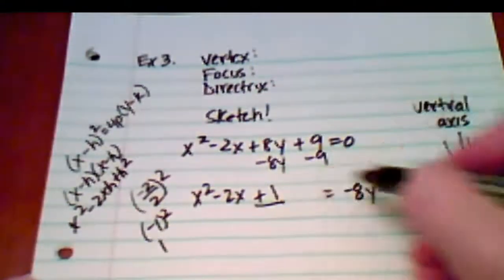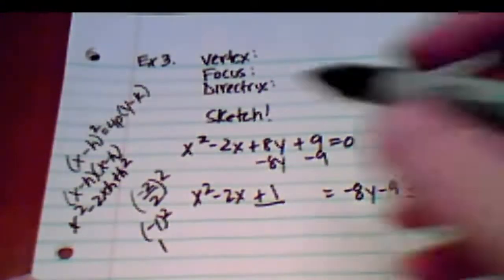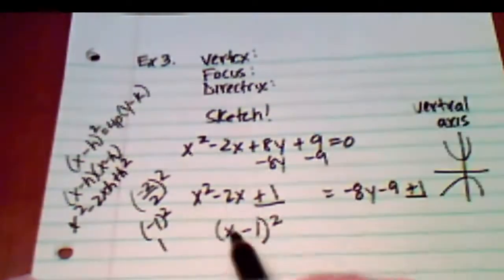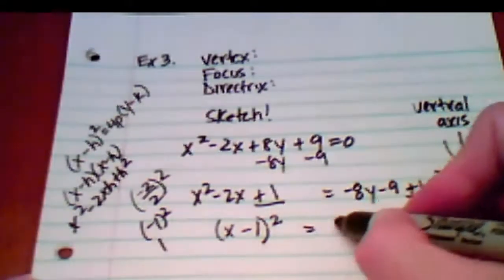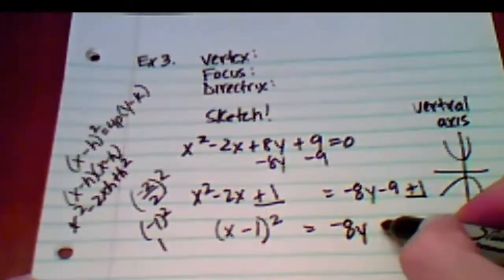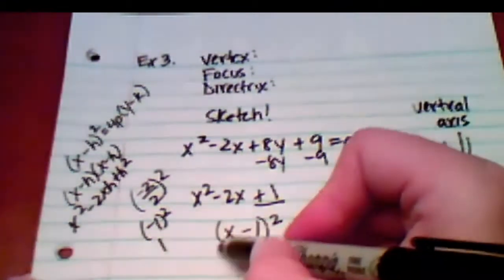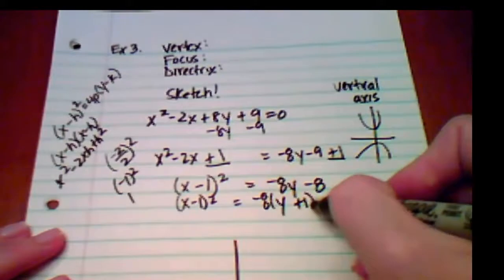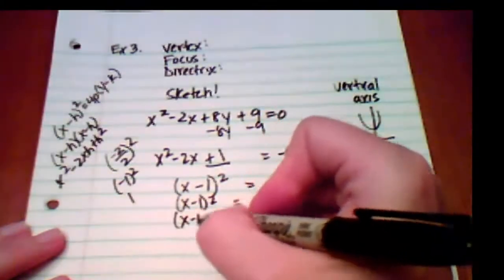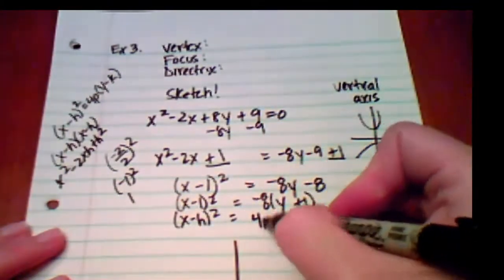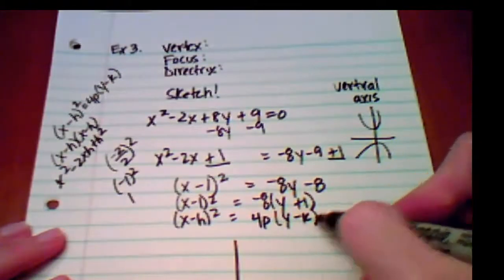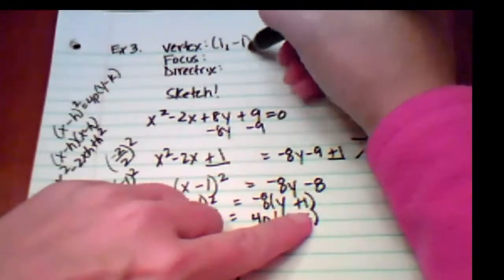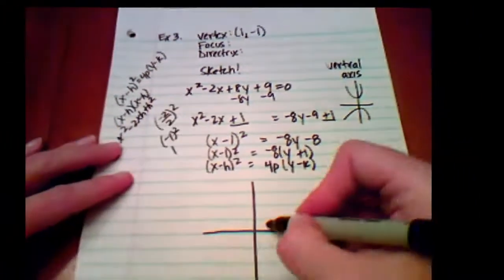And whatever you do to one side of an equation, you must do to the other. So this helps me determine that this side would factor into (x minus 1) squared. This side becomes negative 8y minus 8. When I have (x minus 1) squared and factor out a negative 8, I now have this in my standard form, (x minus h) squared equals 4p times (y minus k). And now I know that my vertex is going to be the opposite of 1, and the opposite of positive 1 is negative 1.